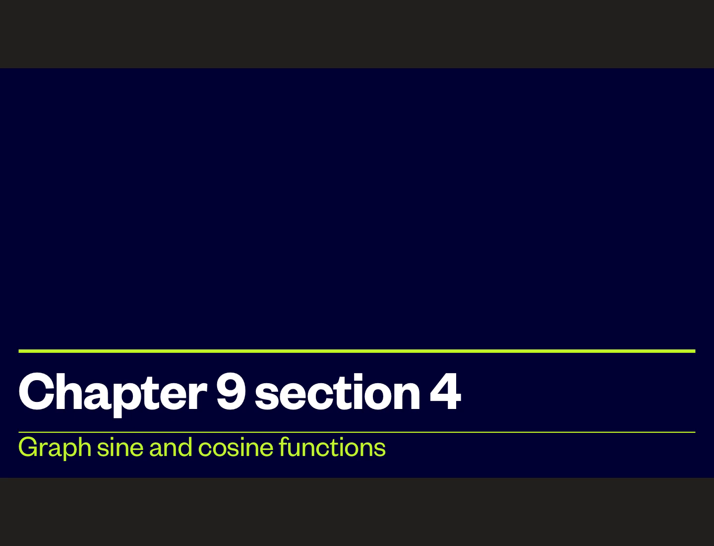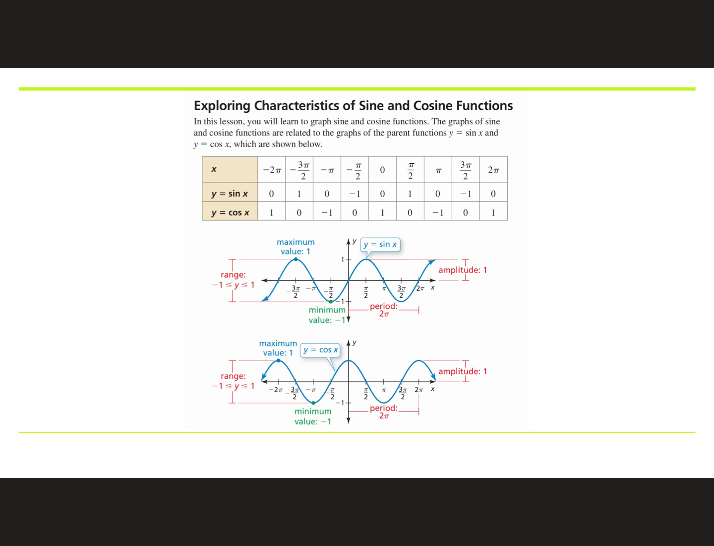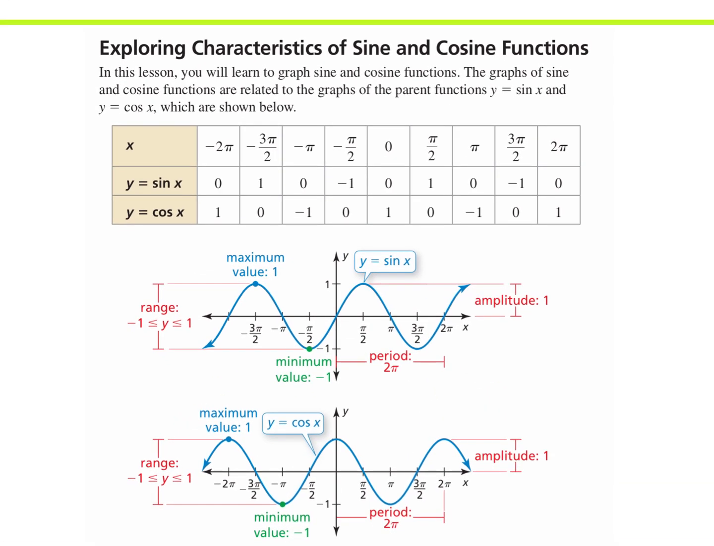All right, 9.4, we're going to be graphing sine and cosine functions. So we're going to talk a lot about the vocab that goes behind it, but these are two kind of parent functions of our sine and cosine graph. They're super similar. If you notice, they almost look exactly the same, but the one difference is that the sine graph, so our graph on top, starts at 0.